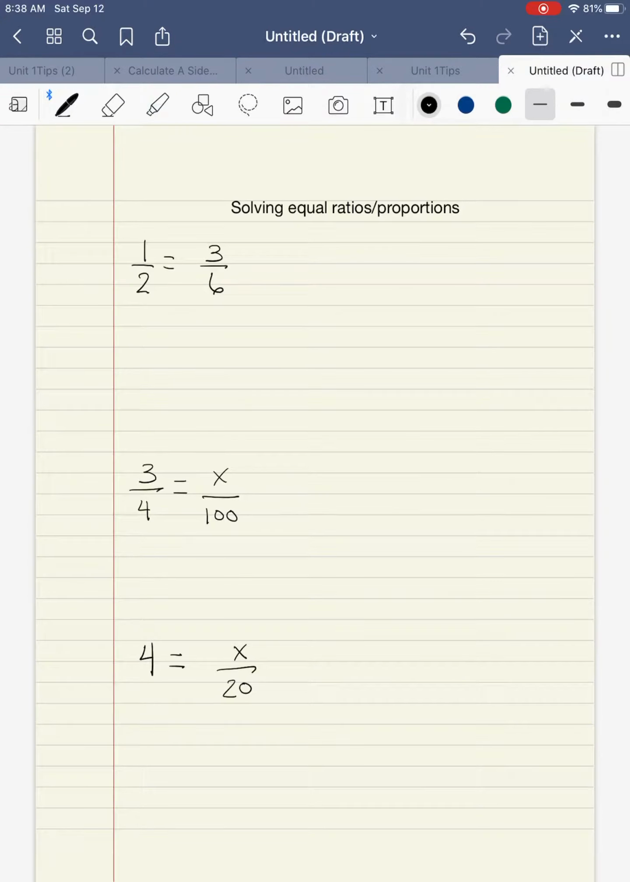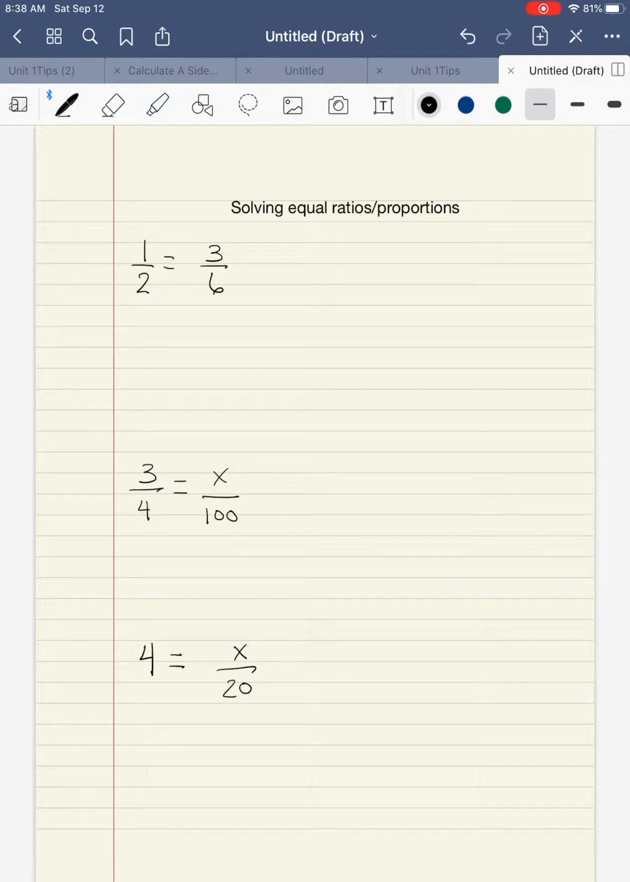Okay, so we want to look in this video at solving equal ratios proportions. This method is commonly referred to as cross multiplying, but I want to show you why exactly this works. So let's look at the top here. I've got these two equal fractions. We know 1/2 equals 3/6. So this is why that works.